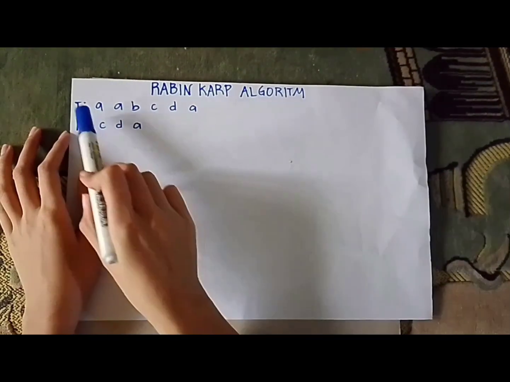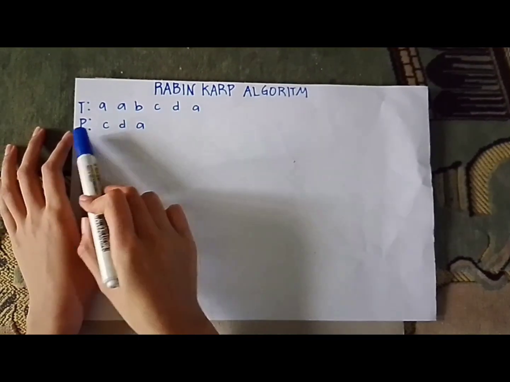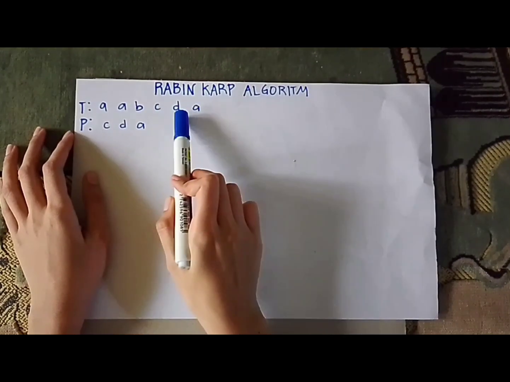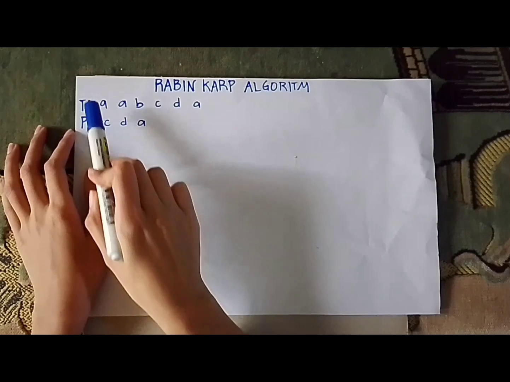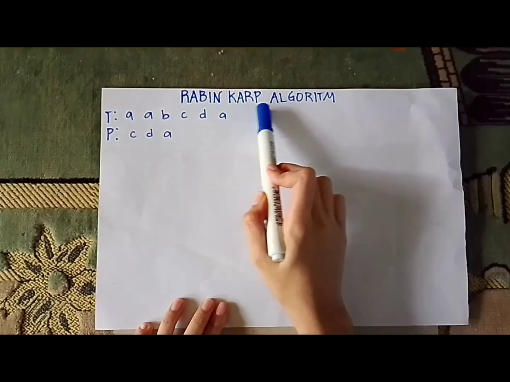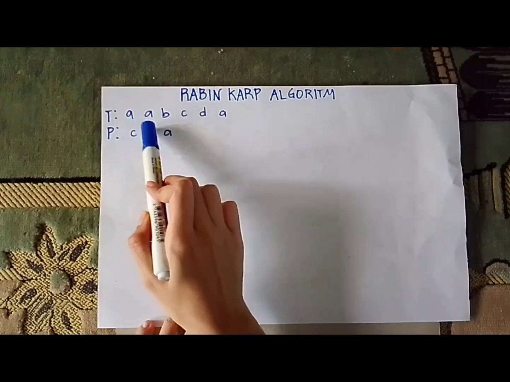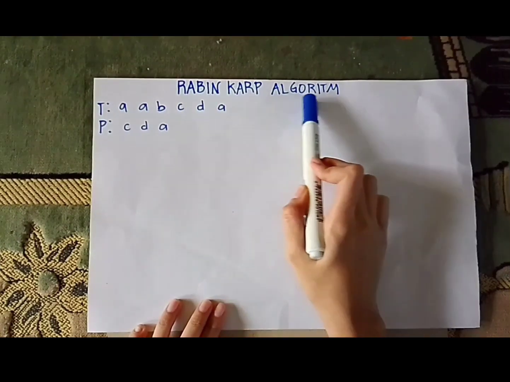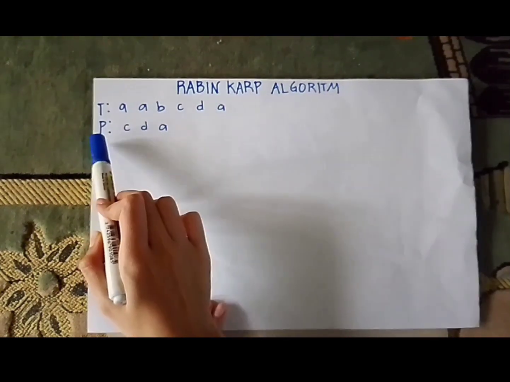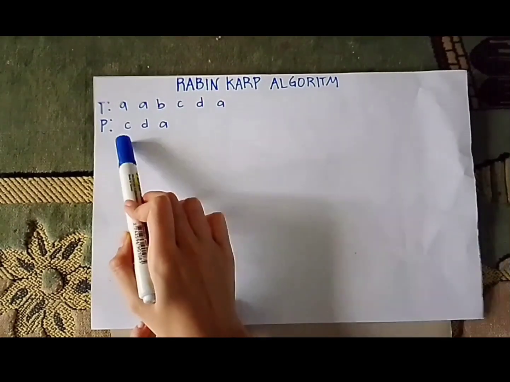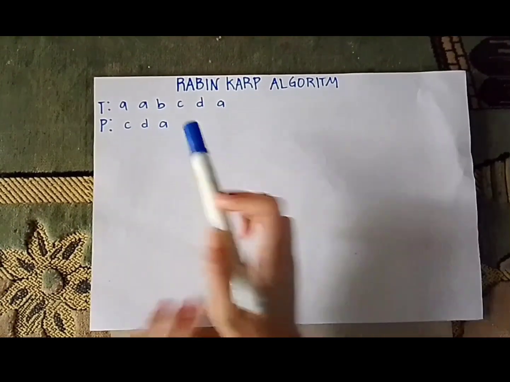RABIN-KARP algorithm. When the text and the pattern are given, we need to find out if the pattern is present in the text. Along this tutorial, we will also try the worst case of the RABIN-KARP algorithm. But before that, let's start with this example. We can see that CDA exists in the text, but we need to check. When we check, we don't compare the alphabets one by one.